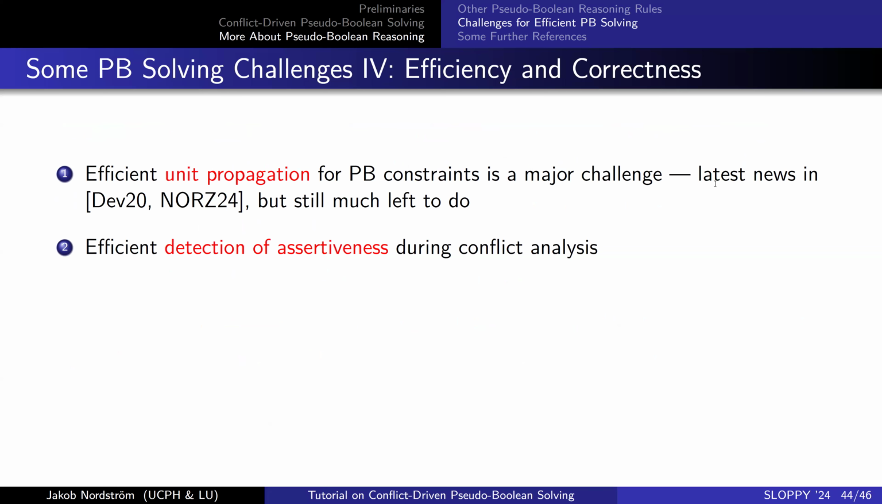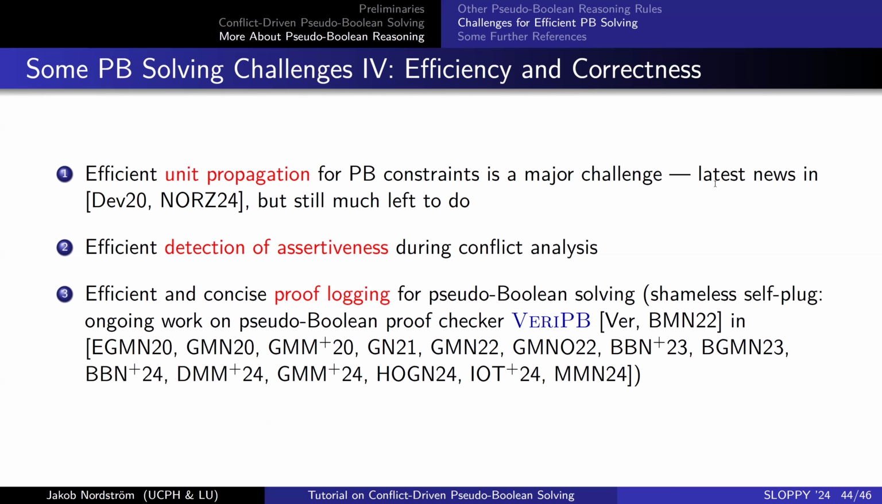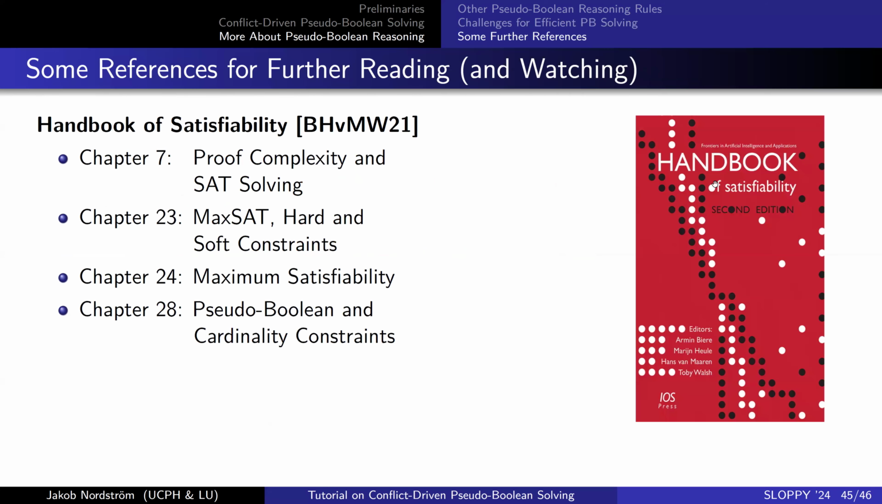Even detecting whether you actually have a unique implication point constraint, or an assertive constraint, and what this even means during conflict analysis, is a challenge. Of course, it wouldn't be me if I didn't also mention that proof logging is a challenge, but we won't talk about this today. So, certifying that your algorithm does the right thing.